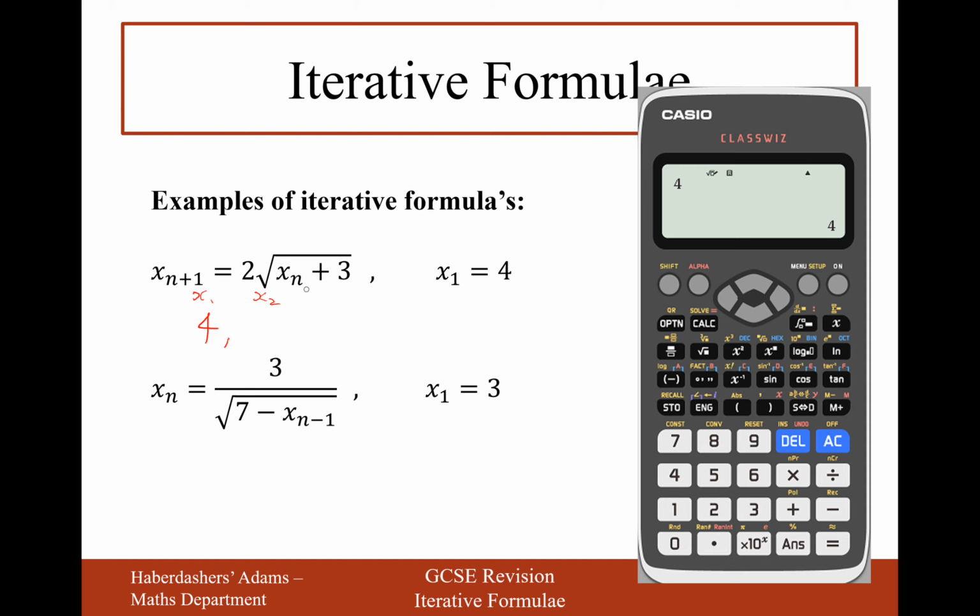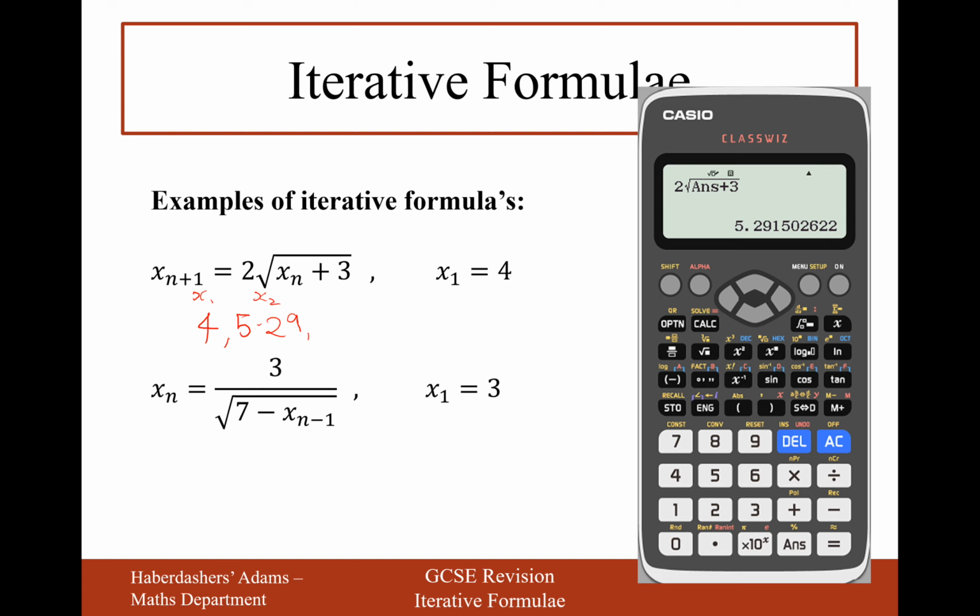To get the next number in the sequence, I need to take that number 4, then add on 3, then square root it, and then times it by 2. But given that 4 is currently the input into my calculator, I can use the answer button to recall that number 4, the previous term in the sequence. So it's going to be on the calculator 2 times the square root of answer plus 3. And that generates for us the next number in the sequence, 5.29.